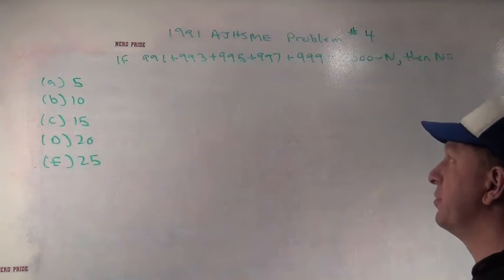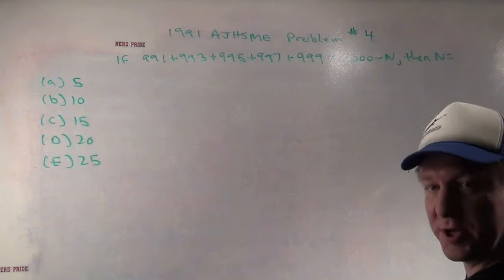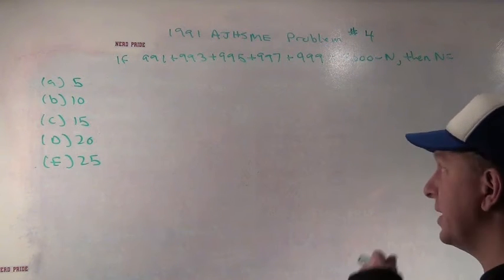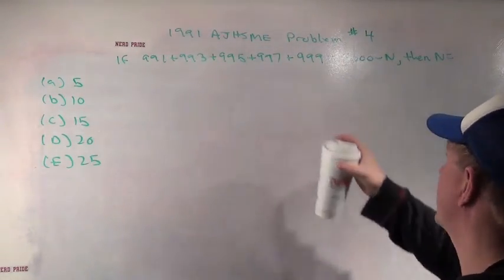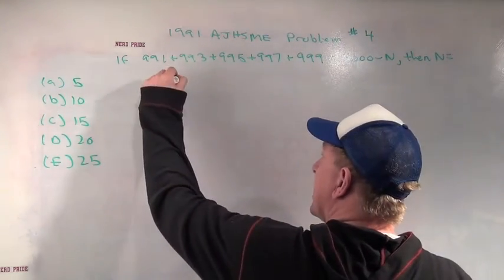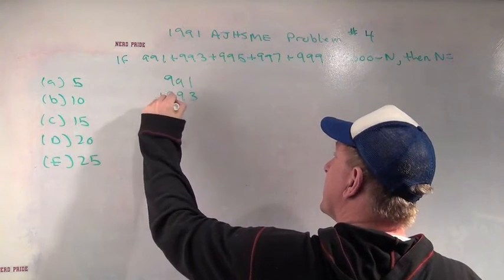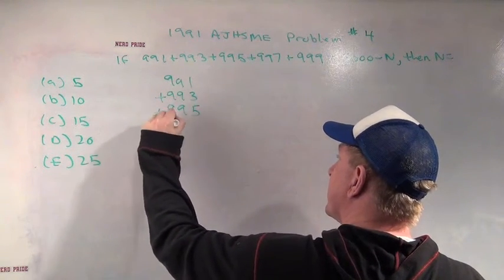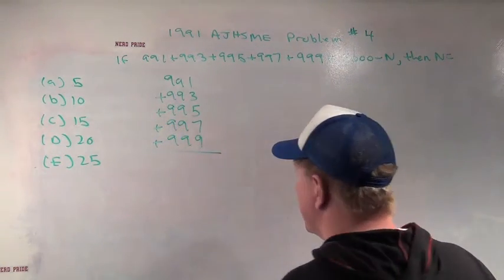But first I want to do it the brutally difficult way, the most difficult way you could do this problem, just to show how much easier the easy way is. So the most difficult way to do this problem is just add all these numbers up and see what you get. So we have to do 991 plus 993 plus 995 plus 997 plus 999.